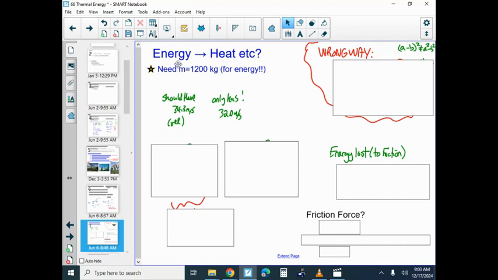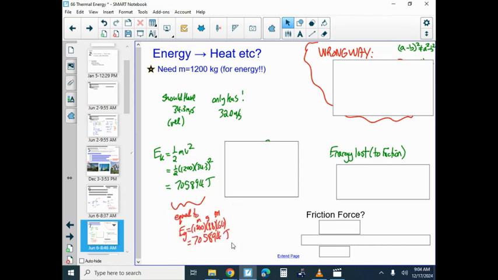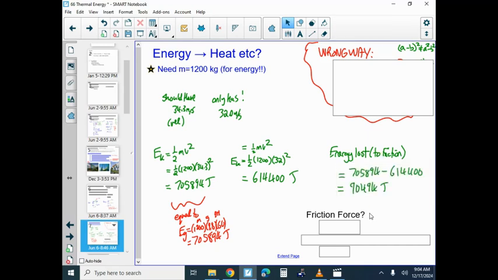So basically, how much energy was lost due to heat? Well, you need mass for that, for the amount of energy. So let's just assume it was 1,200 kilograms, then you could calculate how much energy. This is how much energy it should have if you had the 34.3 meters per second. Instead, it only has this much energy because it only has a velocity of 32. So you can do final minus initial and get how much energy was lost due to friction.